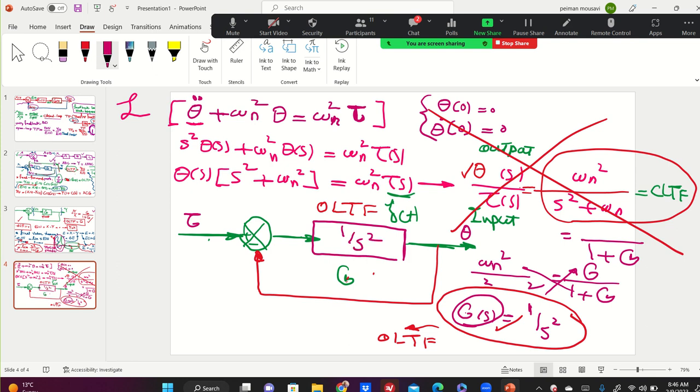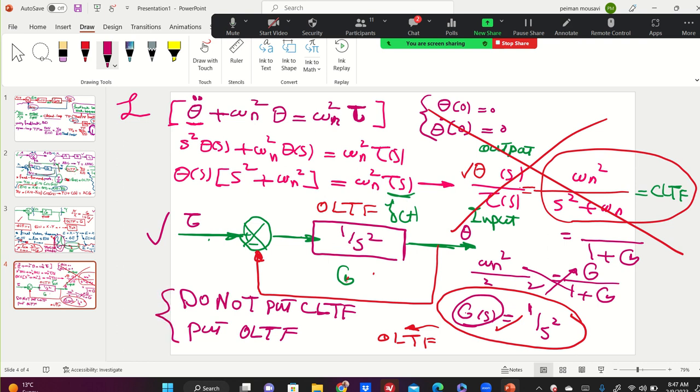Always put the open loop transfer function here. Okay? Do not put the closed loop transfer function in the block diagram. Put the open loop. Yes, in the block diagram. Okay?